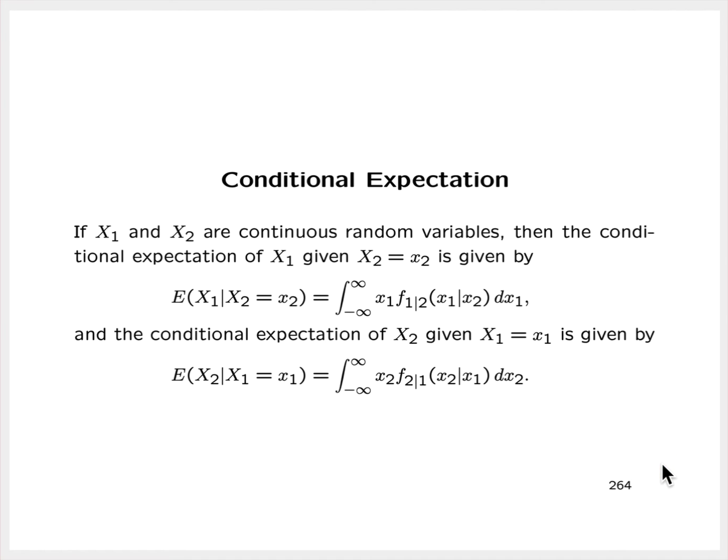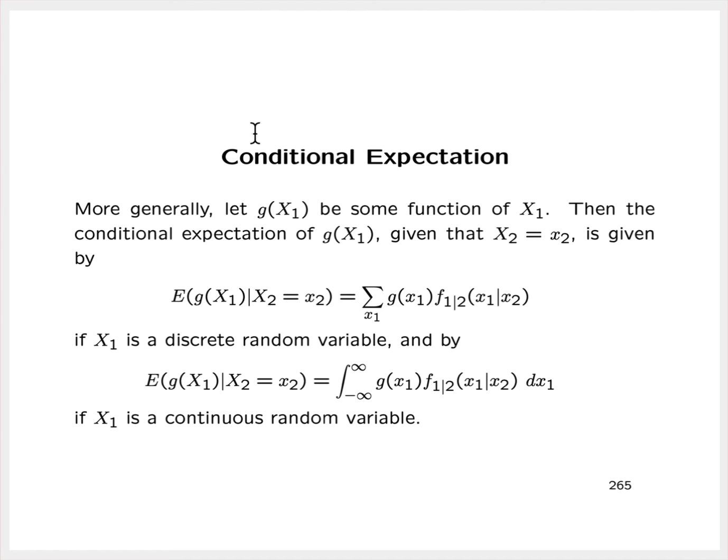Now, if x1 and x2 are continuous random variables, then the only difference in what we just talked about is that instead of summing, we're going to be integrating. So the conditional expectation of x1 given x2 is going to be the integral over the real line of x1 times the conditional PDF of x1 given x2, and we're integrating with respect to x1. The conditional expectation of x2 given x1, again, is going to be the integral over the real line of x2 times the conditional PDF of x2 given x1, and again, we're integrating with respect to x2 there.